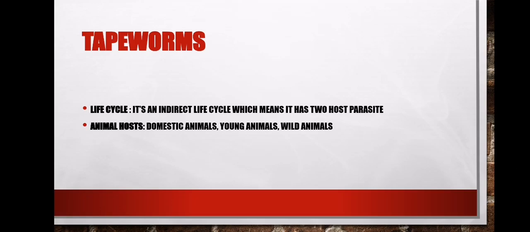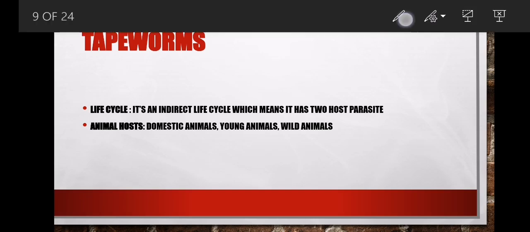Greetings once again. We are continuing with the internal parasites. Remember, we defined the internal parasite as the worms that will affect the gastrointestinal tract of an animal, and we said we have three of them. We have the tapeworm, we have the liver fluke, and the roundworm.